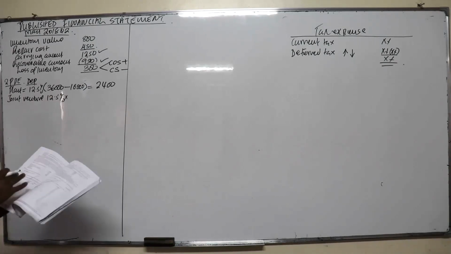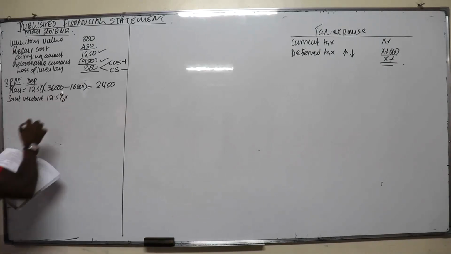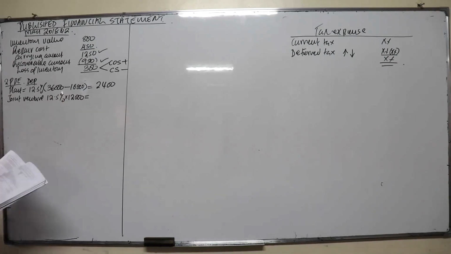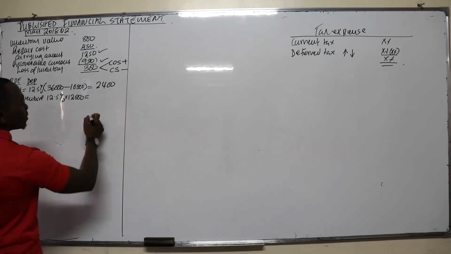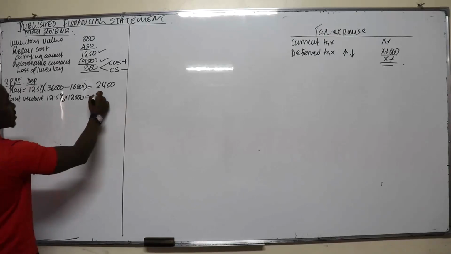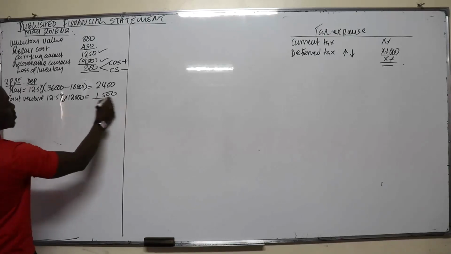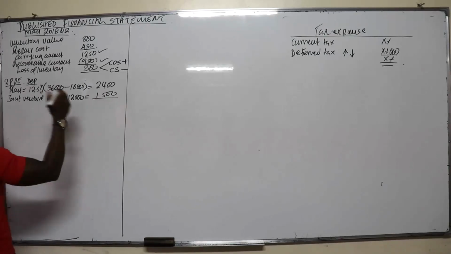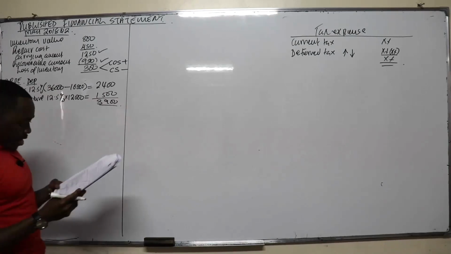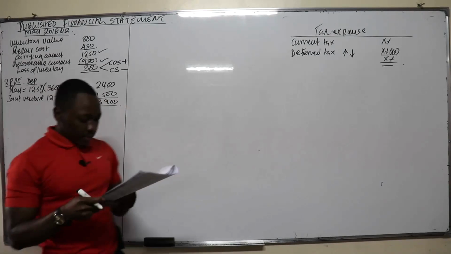The plant and equipment, the cost is 12,000. So they provide a depreciation of how much? 1,500. So how much is the total depreciation? That's 9. Then the second bullet, we have landed building.